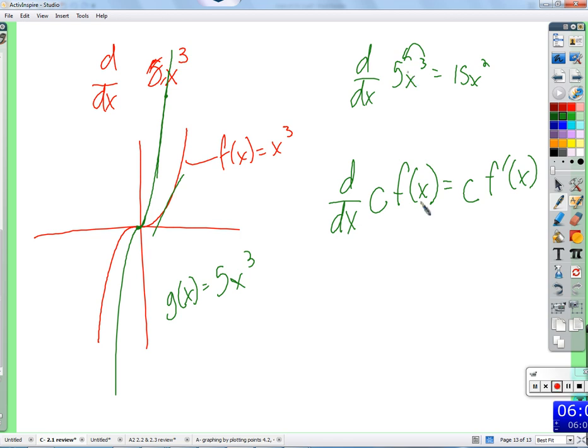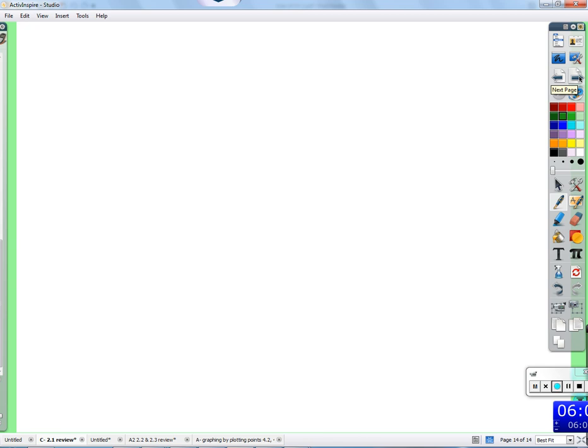Anytime you have a constant times a function and you want to find the derivative, if you can pull the constant out to the side, then you just have to worry about taking the derivative of the function itself and multiplying it by the constant. So now we've expanded even further. We can find the derivative of crazy cool things like 15x to the 6th. What's the derivative of 15x to the 6th?